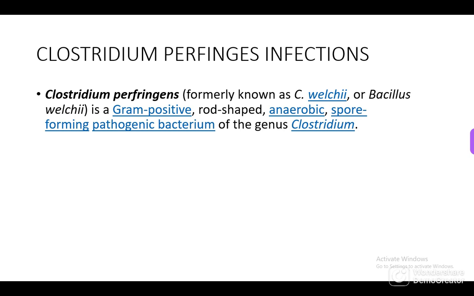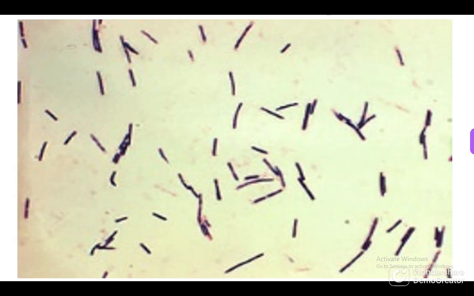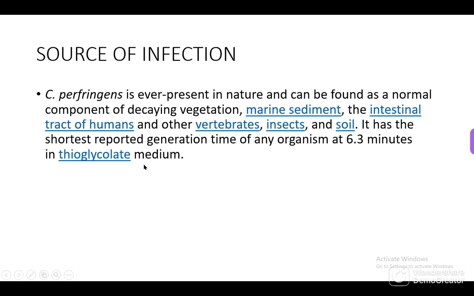For humans, there are 4 or 5, rather than 7, that are important. Under light microscope, you see these rod-shaped, gram-positive bacteria. And as far as the source of infection of Clostridium perfringens is concerned, it is ever present in nature. They say that they have been present since 5,000 or 10,000 years ago.